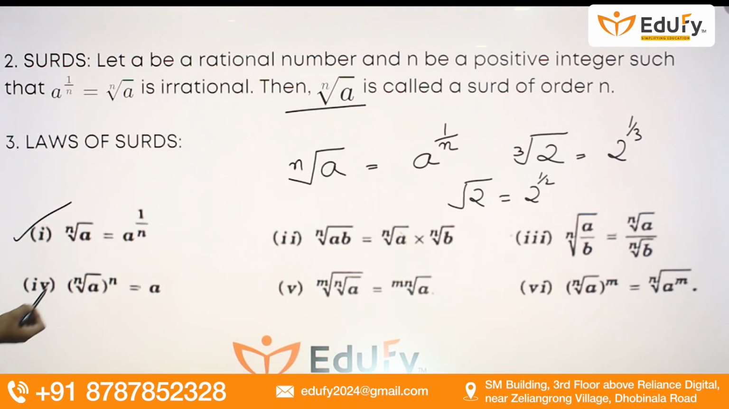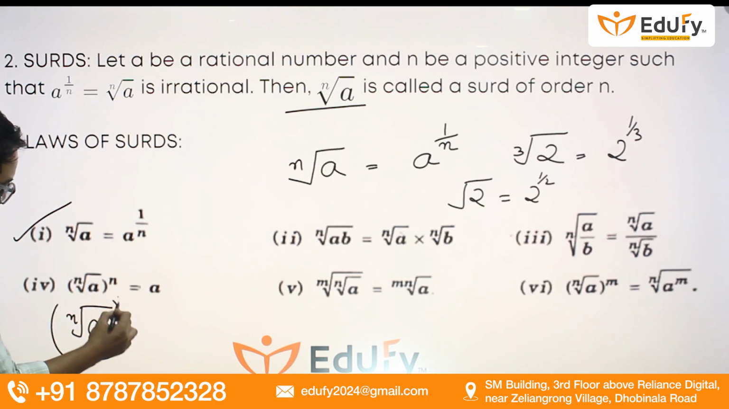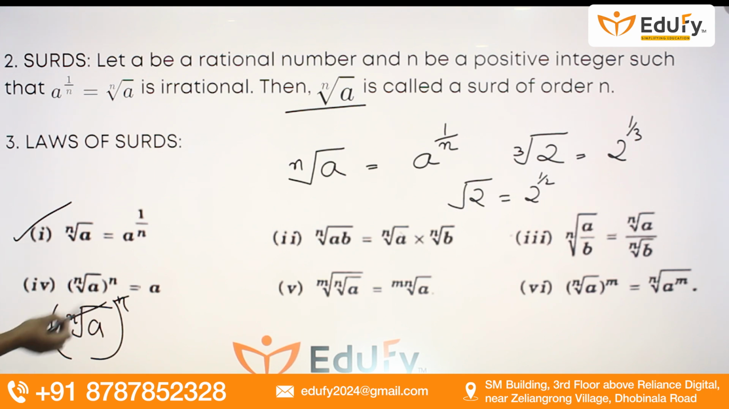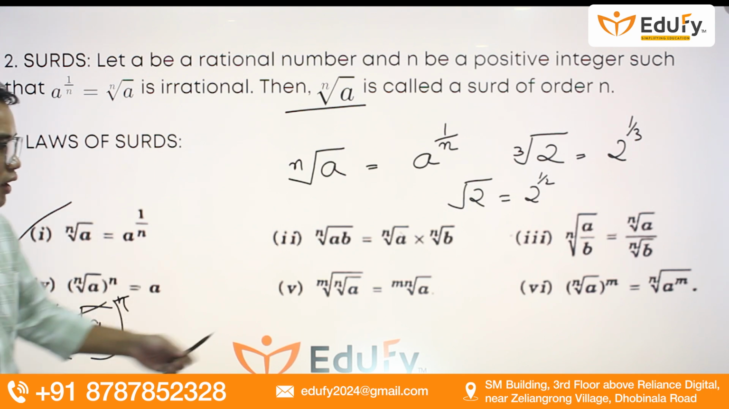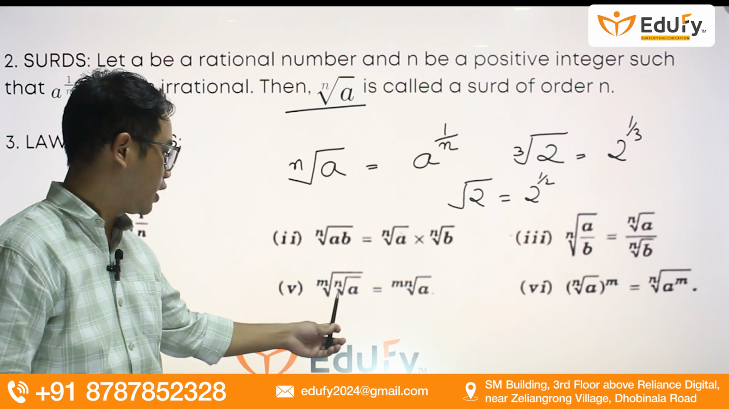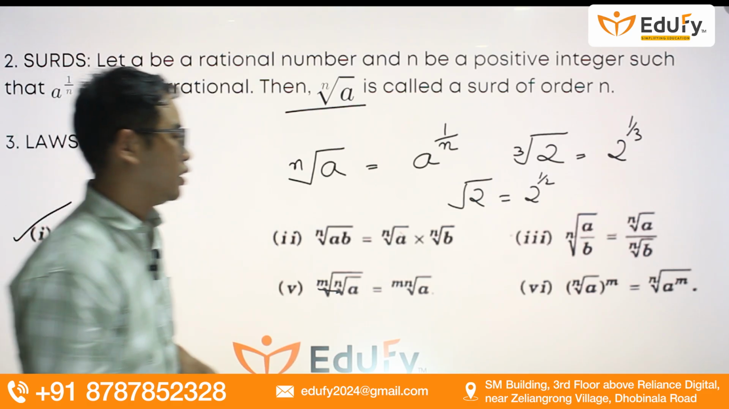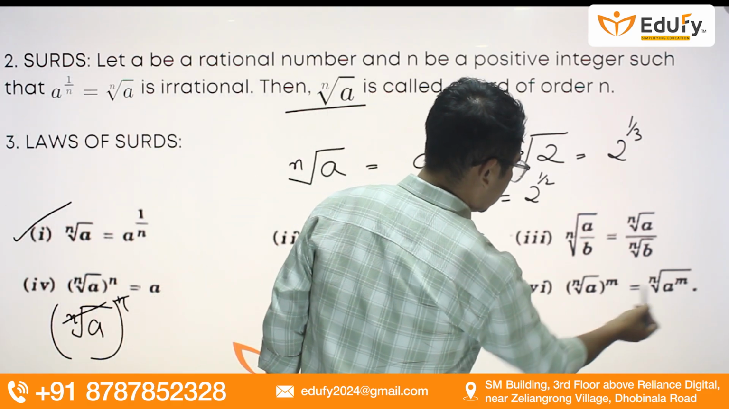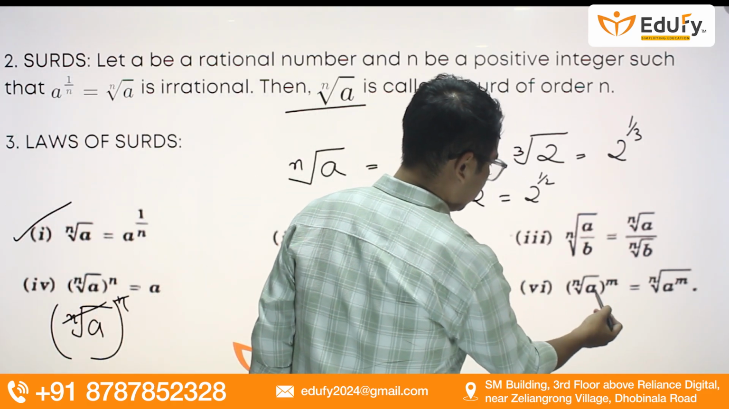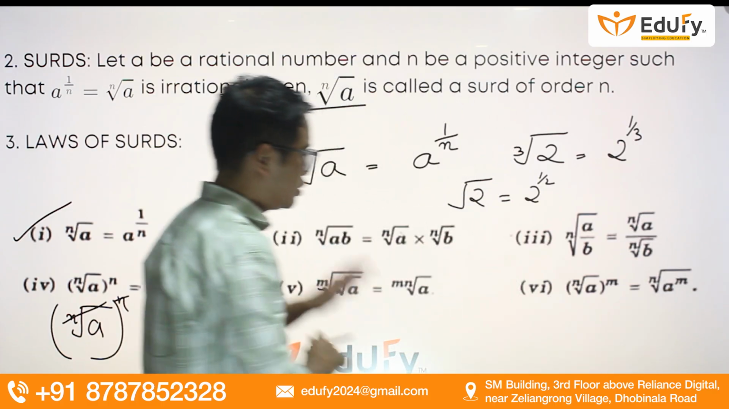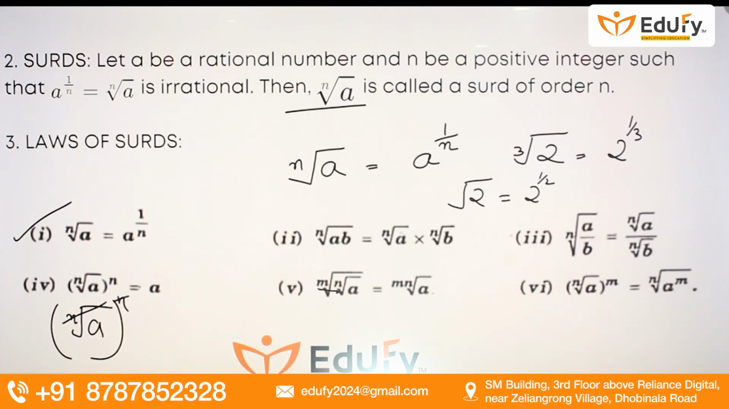Then we have the root over a with an n here and this n here. Since it's the same power, we can cut the power and the root, so this becomes just a. Same thing applies here. When you have roots like this, you multiply them, and when you have it like this, you can write a to the power m for both of them. These are some of the formulas of Surds, the laws of Surds.